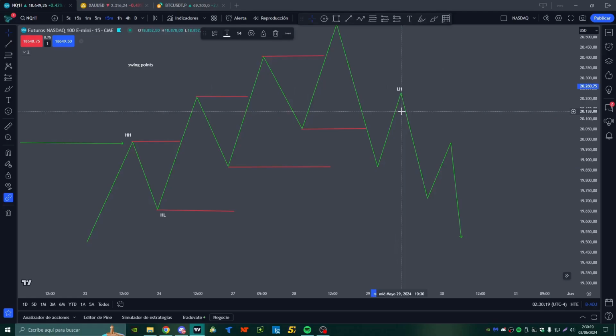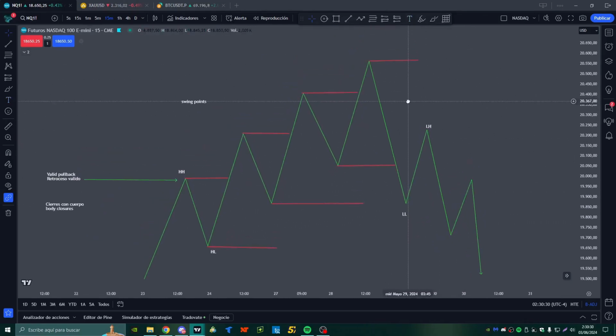Lower lows and lower highs. All right. Because they are being removed. Lower highs and lower lows then. From this moment on, it is in expectation when it comes to just structure.